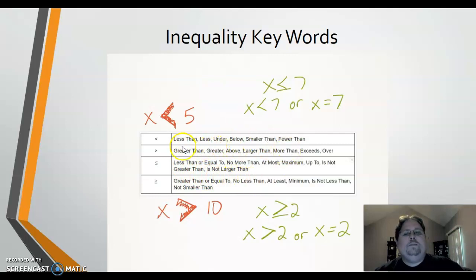For the greater than symbol, obviously it's greater than, then greater, above, larger than, more than, exceeds, and over.